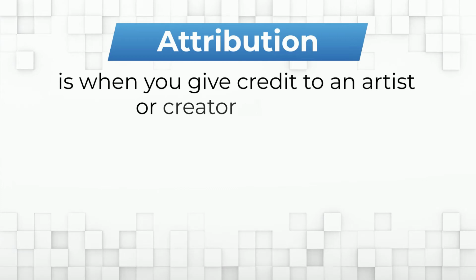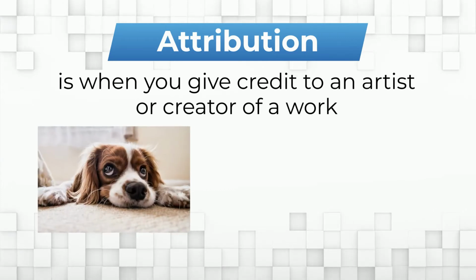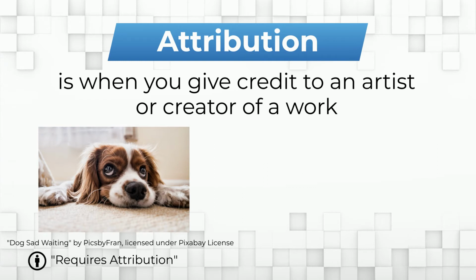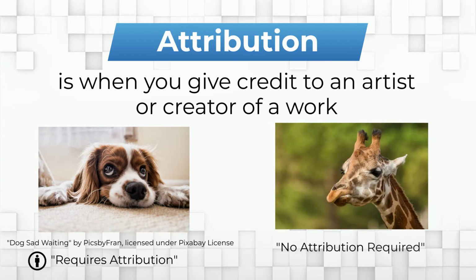Attribution is when you give credit to an artist or creator of a work. Some works and licenses you will see will say, requires attribution. This means if you use this image, you will need to display certain details where you use that image. Usually, it's the title, author, source, and license name. Text can be small and underneath where the image is used.